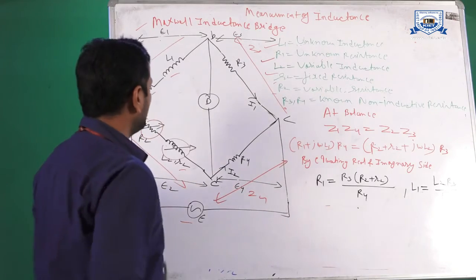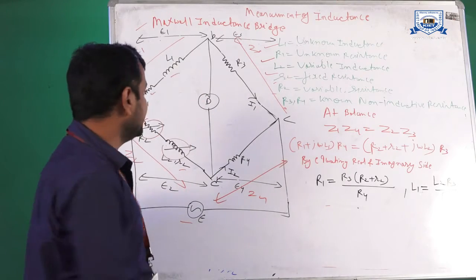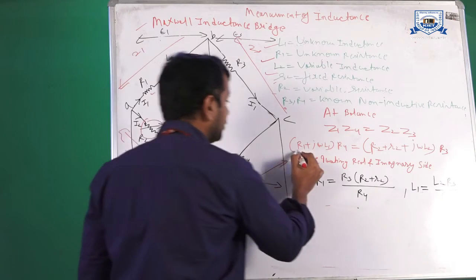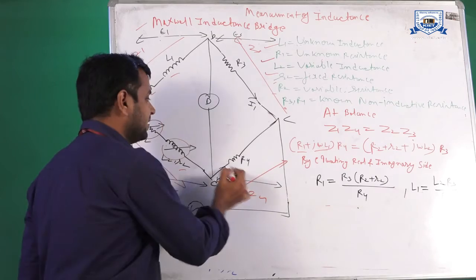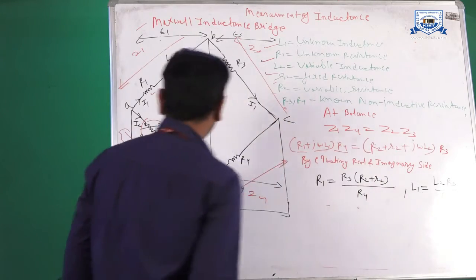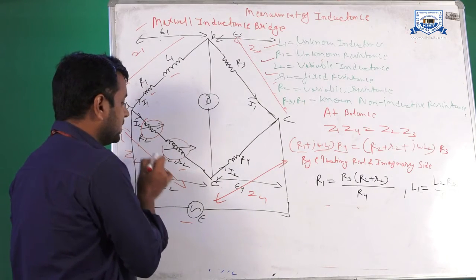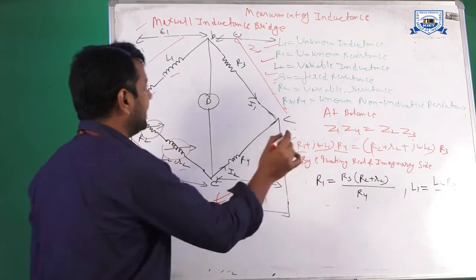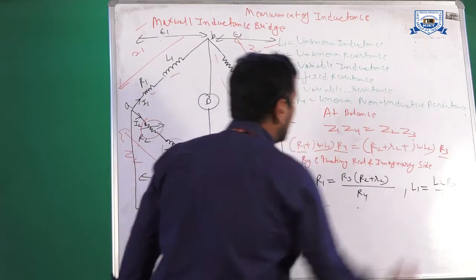By putting in all those values, we have seen the combination of resistance and inductance in series. So what will be the equivalent impedance of this branch? That will be R1 plus j omega L1, multiplied by Z4, the impedance of this branch, which is R4, and that will be equal to Z2. The impedance of this branch is R2 plus j omega L2, multiplied by the impedance of this branch, Z3, which is equal to R3.